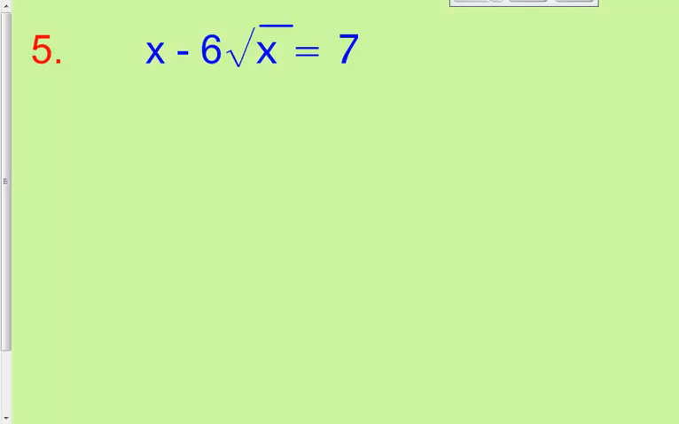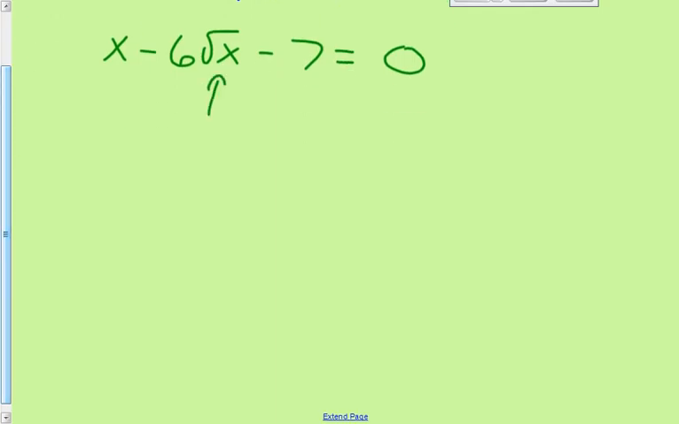Number 5. First of all, we need a 0 over here on this side. So let's subtract that 7. So x minus 6 square root x minus 7 equals 0. Now on number 3 and number 4, we had it in exponential form. They weren't in radical form. So let's change this into exponential. This is the second root of x raised to the first. So this becomes your numerator, and this becomes the denominator. So now we have x minus 6 times x raised to the 1/2.